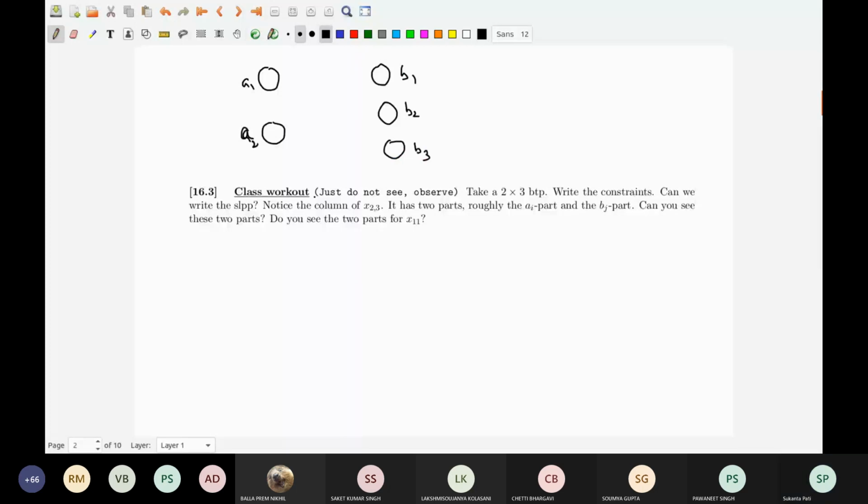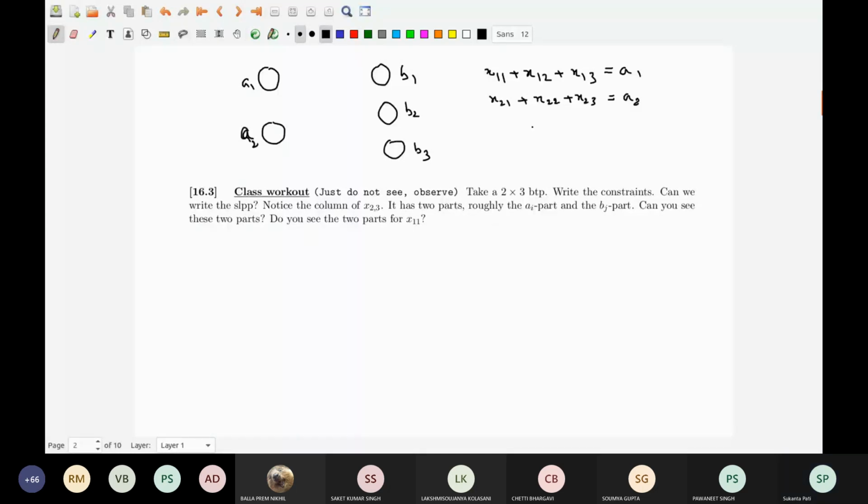Okay, write down the constraints. What are the constraints? x11 plus x12 plus x13. x11 is whatever goes from source 1 to sink 1, x12 source 1 to sink 2, plus source 1 to sink 3. That total must be A1. Again, writing for sources, source 2 to sink 1, source 2 to sink 2, source 2 to sink 3, that total must be the total availability at source 2.